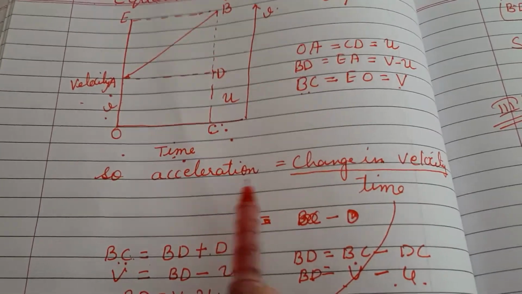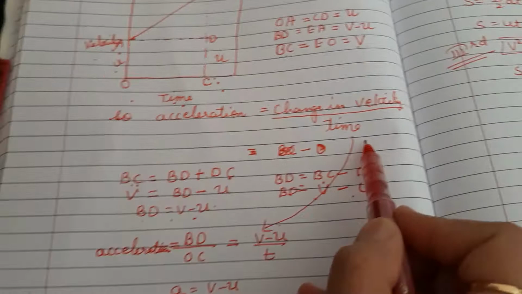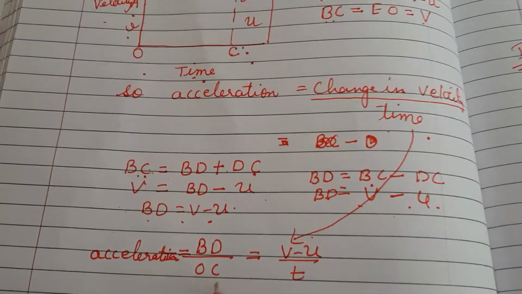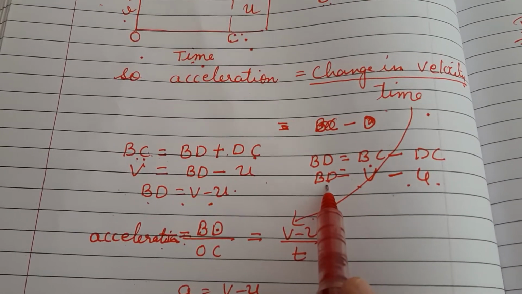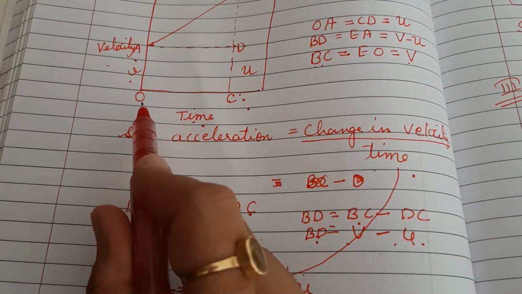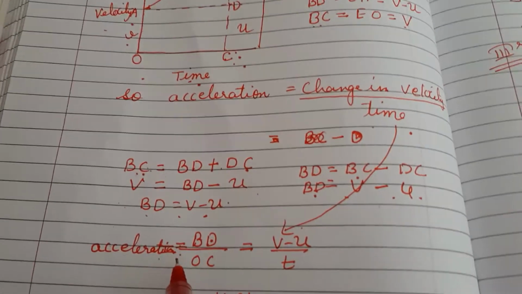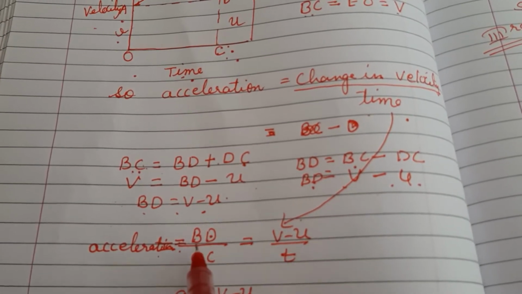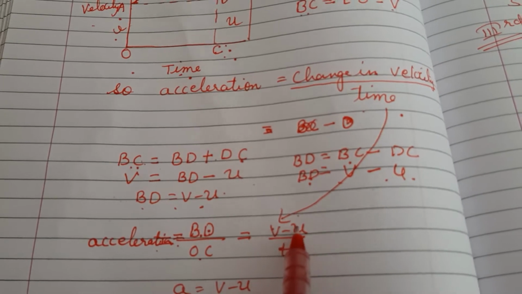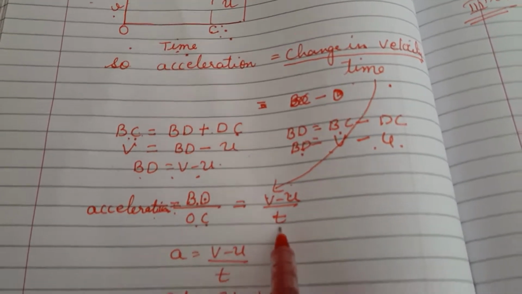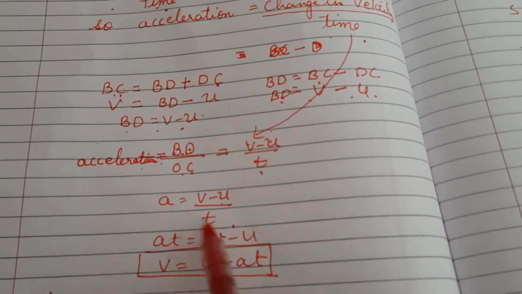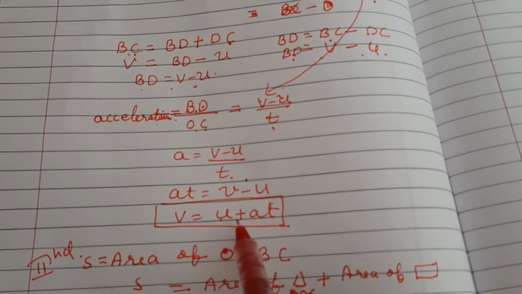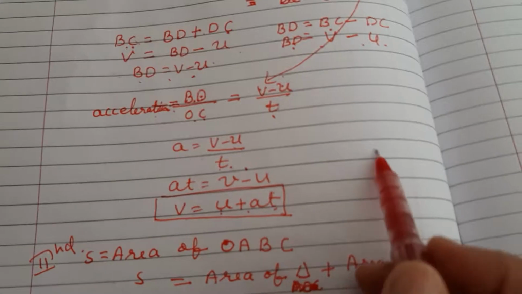Now acceleration is equal to change in velocity upon time. Substituting the values, acceleration is equal to BD, the change in velocity, upon time. The time axis is this OC, and OC is equal to t. So in place of BD we write v minus u, and in place of OC we write t. So a is equal to v minus u upon t. Now at is equal to v minus u, and v is equal to u plus at.